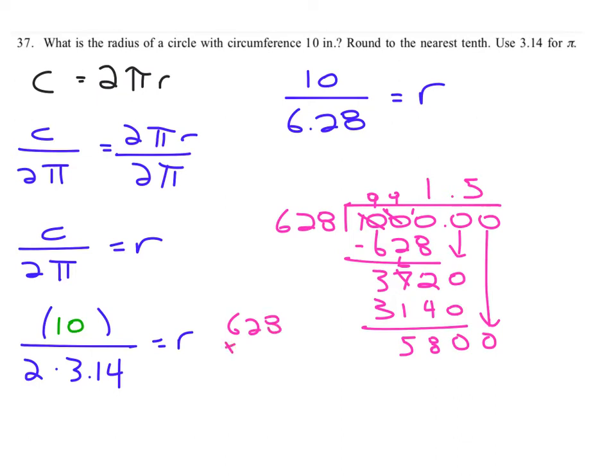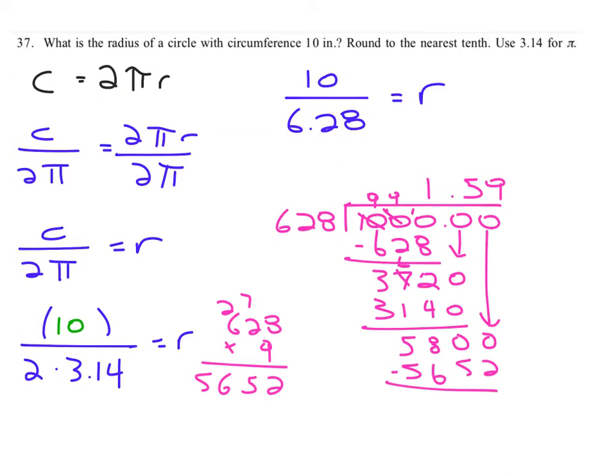628 times 9. 72. Carry the 7. So it was 18. 25. Carry the 2. 9 times 6 is 54. Plus 2 is 56. Oh, good. That worked. Okay, so I can say it's a 9. And that is 5652.